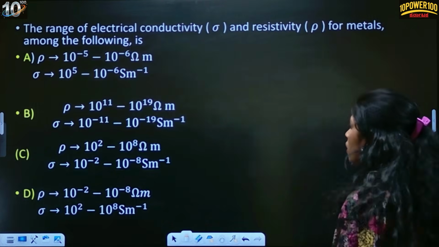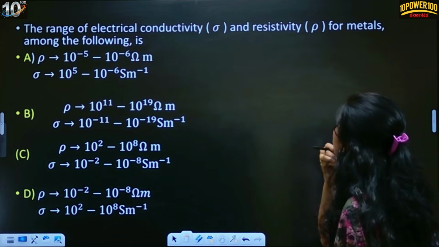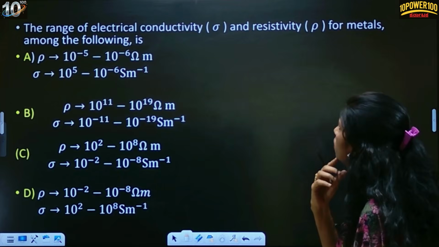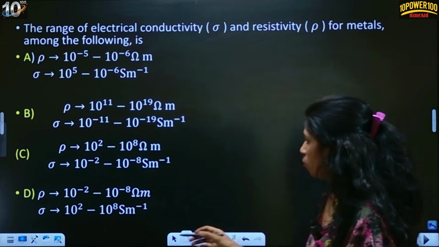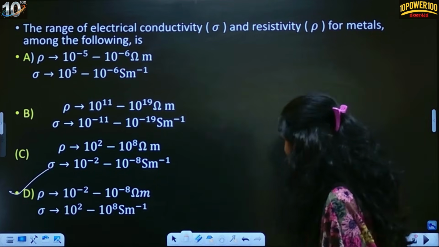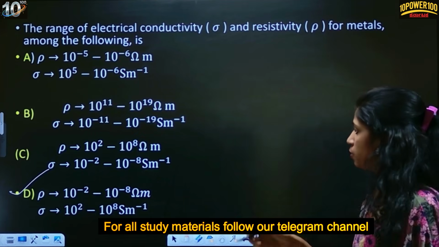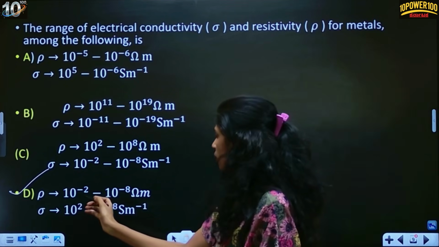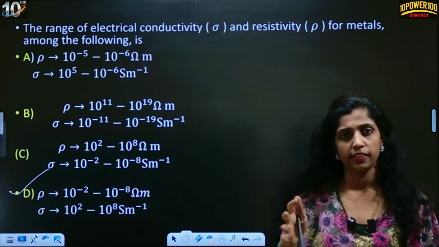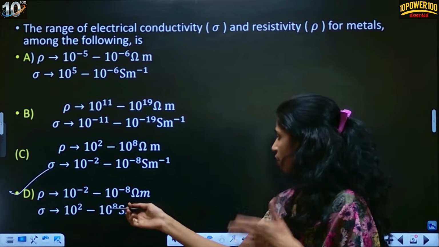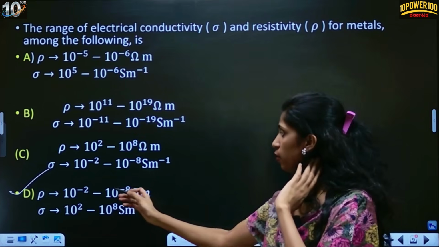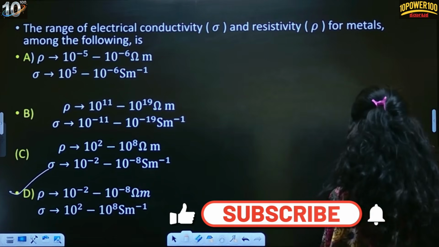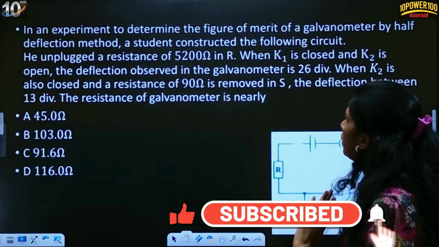Now, the range of conductivity and resistivity for metals among the following is, what's the correct answer, guys? It's option D. The resistivity value is around 10 power minus 6 to minus 8, and the conductivity value is 10 power 2 to nearly 10 power 8, because they are inversely proportional. Fine. Next.